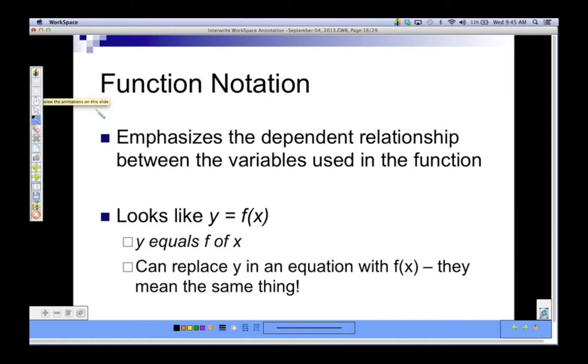Function notation looks like y equals f of x. Okay, so we say f of x. We can replace the y in the equation with f of x. They mean the same thing.